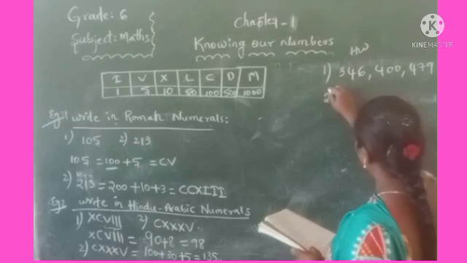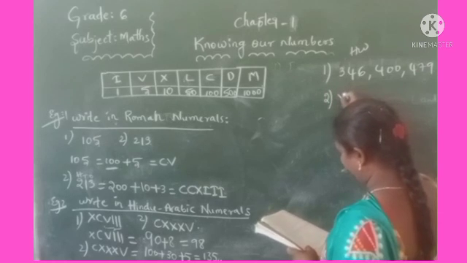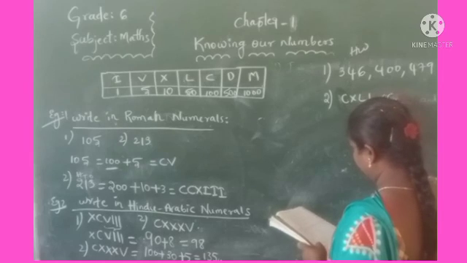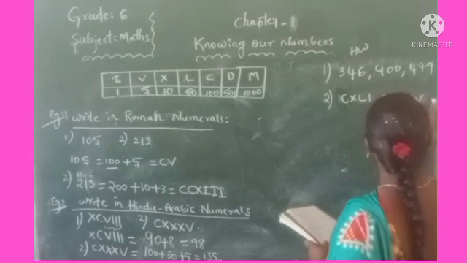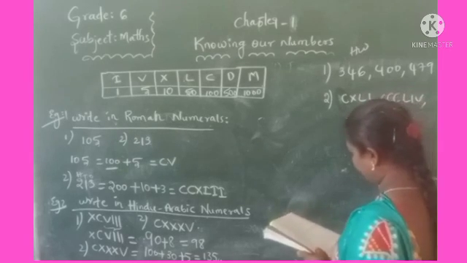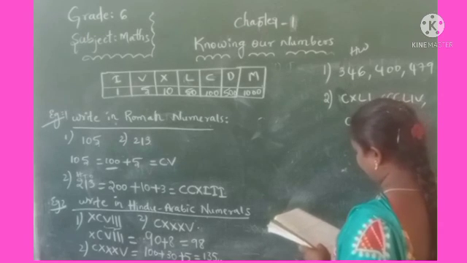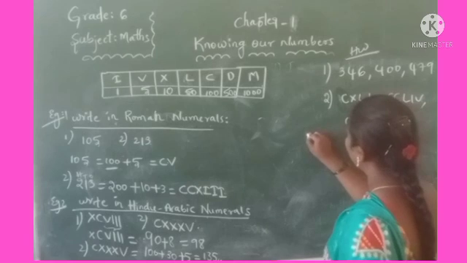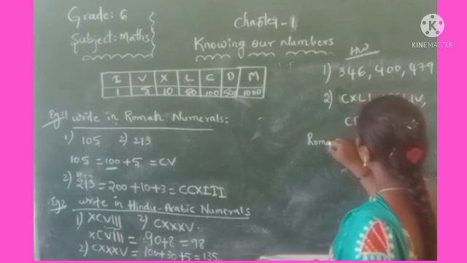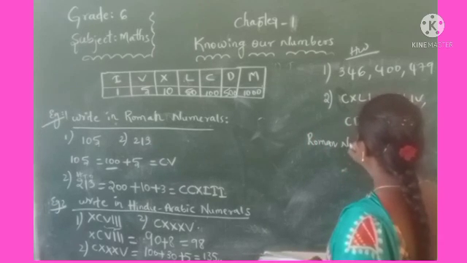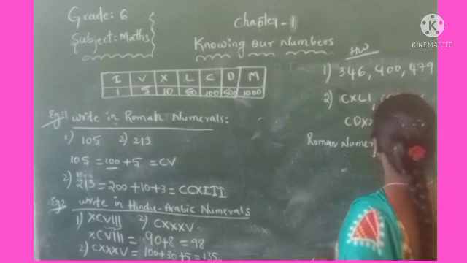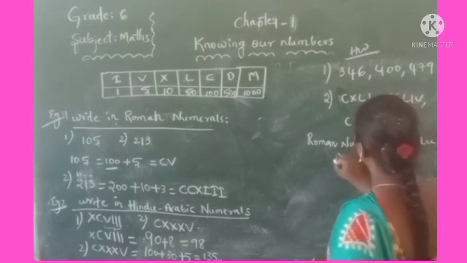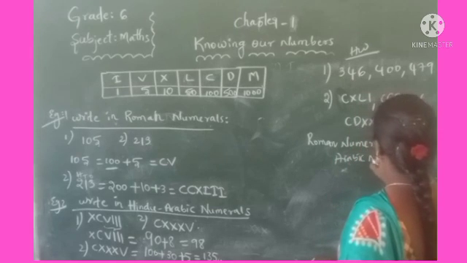400, 479, and the second question is CXLI, CCLIV, and CDXXIX. These you have to write in Hindu-Arabic numerals.